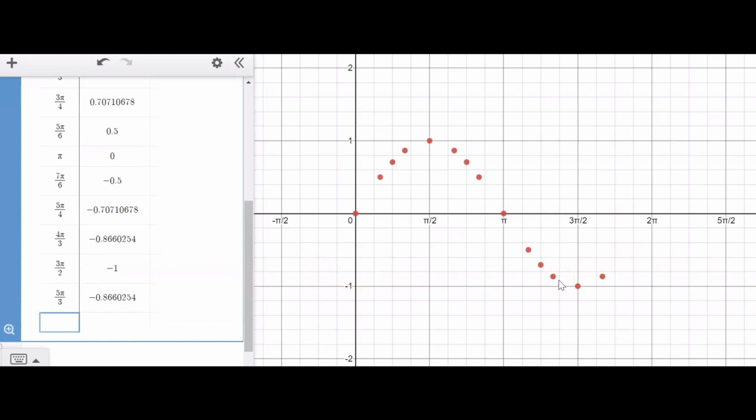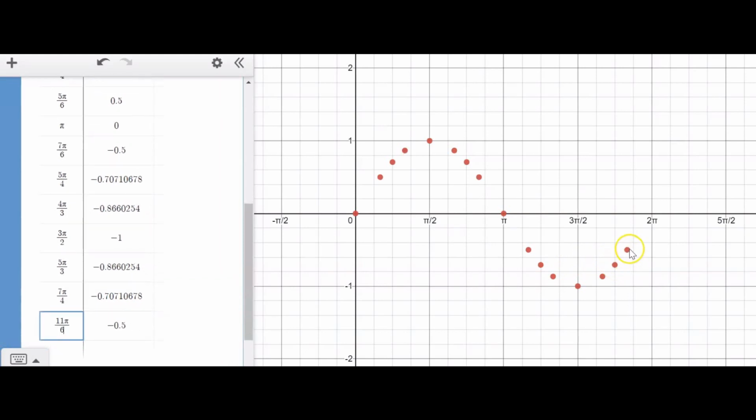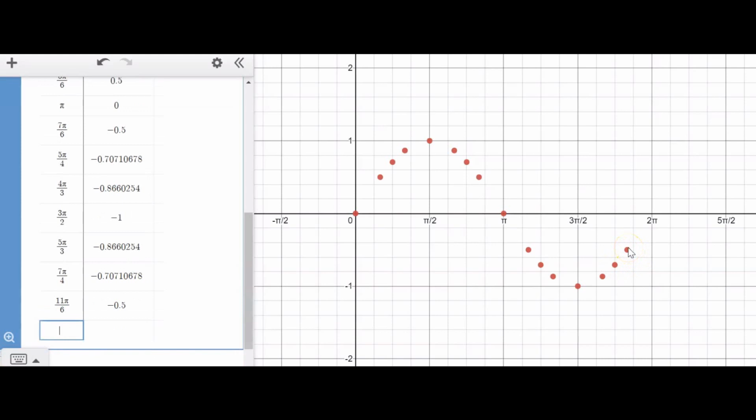And we're going to go to 7 pi over 4, which is at negative square root of 2 over 2. And then 11 pi over 6, which will give us negative 1/2. And then the last one is at 2 pi. We know that sine of 2 pi is equal to 0. We go back to the starting point. And so what you're going to see here is that the graph of sine starts at 0, curves up to 1, then curves back down to 0, then curves down to negative 1, and then curves back up to 0.